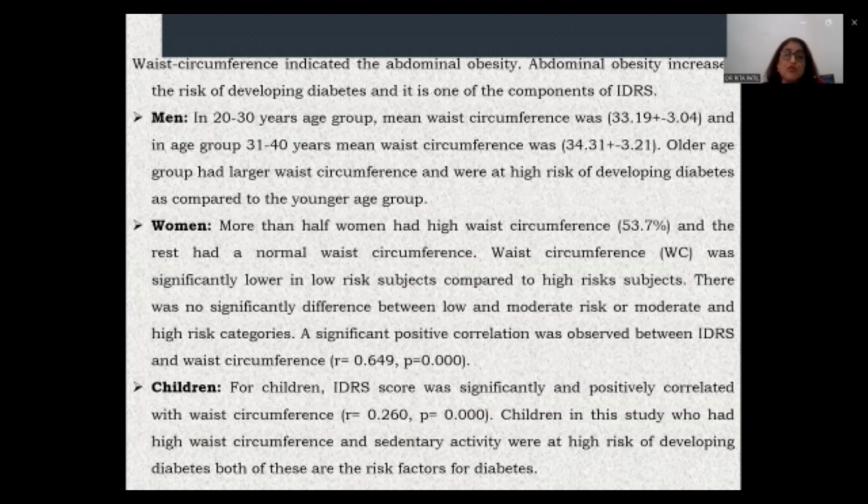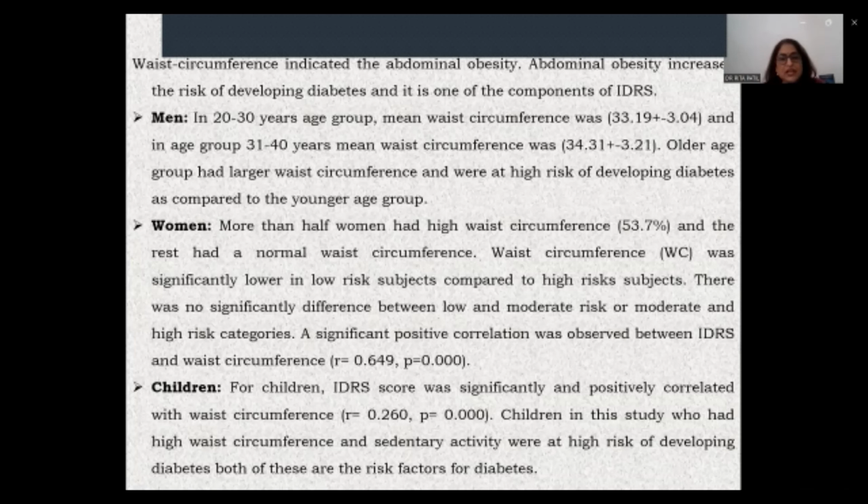For women, 53.7% had a normal waist circumference, but the rest of them were at high risk as they had higher waist circumference. A positive correlation was observed between IDRS and waist circumference.